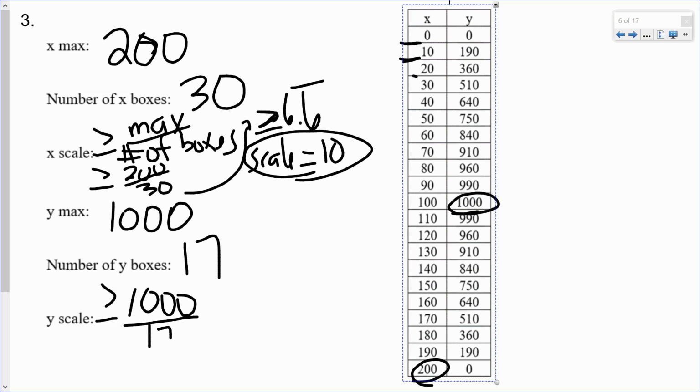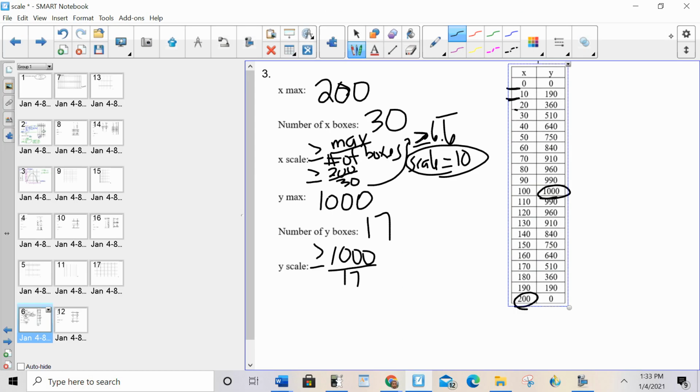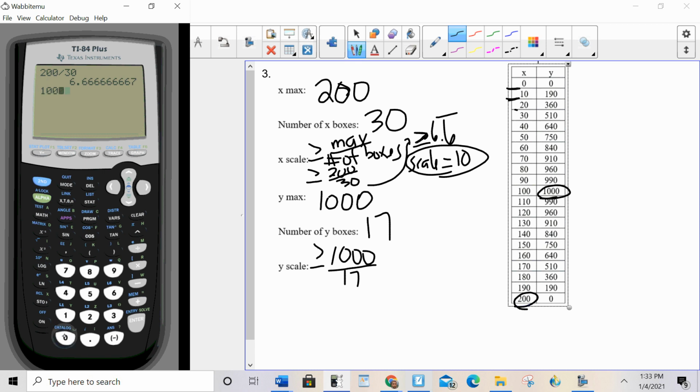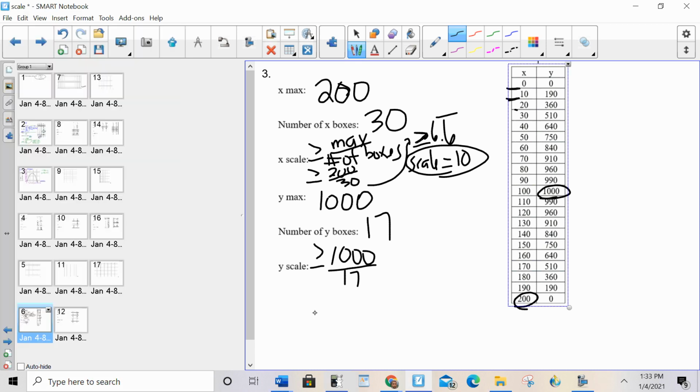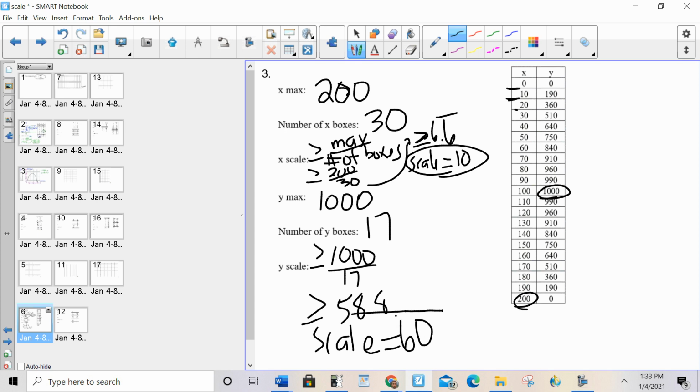The max divided by the number of boxes. 1,000 divided by 17 is 58.8. So I need to choose something that's greater than or equal to 58.8. I want it to be relatively close to it, easy to work with. I'm going to go with 60. So my X scale is 10, my Y scale is 60.